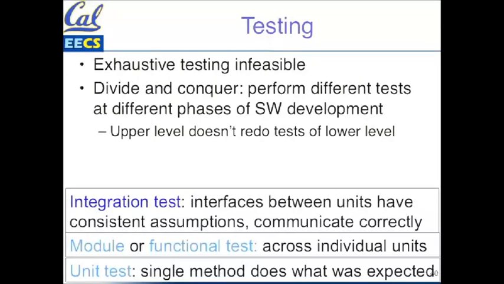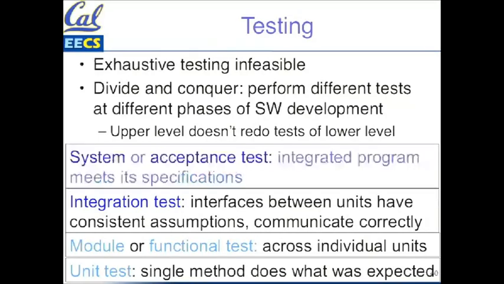Integration testing, it's above the module, interfaces between units. Make sure the assumptions are correct and they can communicate. That's the part you're testing, integration testing. And at the top of the stack is either called system test or acceptance test, where the integrated program is seeing if it meets its specifications. So that's the names for the different types of tests.